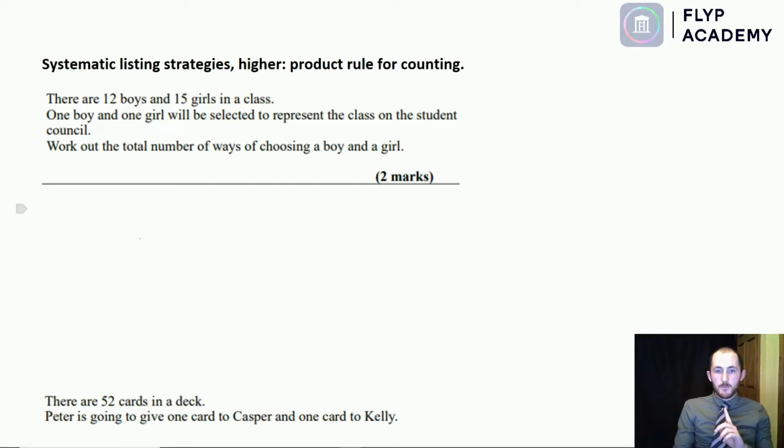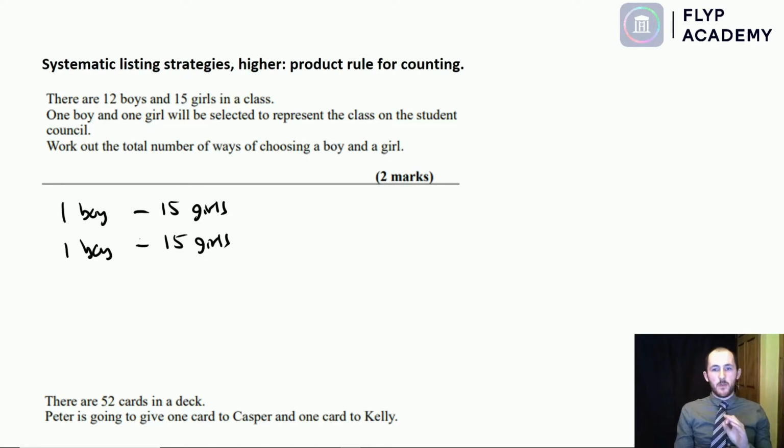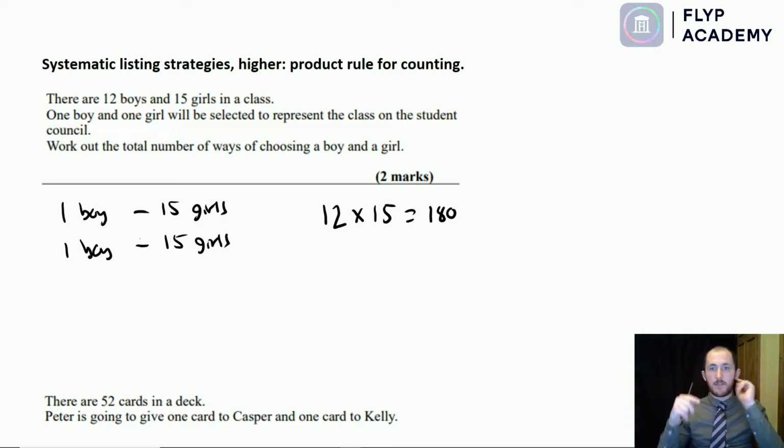Now, every 1 boy can be matched with 15 possible girls. And then the next boy can also be matched with any of the 15 girls, right? And the next boy can also be matched. So in other words, we have 12 boys and 15 girls. So we have 12 times 15 combinations that we could potentially have, okay? And 12 times 15 is 180, okay? So again, just remember that 1 boy can match with 15 girls, and there are 12 boys, so 12 times 15. Simple as.